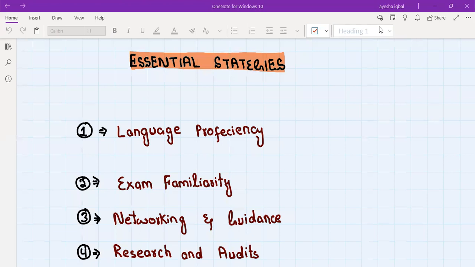Okay, the third point that I want to make is the importance of networking and guidance. So try to network socially as much as possible, bring a strong social network, not only with your seniors who have passed the Plab exam, but also with your colleagues as well, who are thinking along the same lines and preparing for the Plab exam.